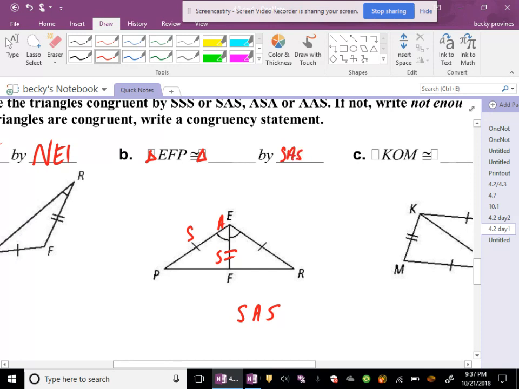Now, you have to finish the congruency statement. So you need to say, what's the first triangle? E, F, P. Okay, so what's going to correspond with E? That would be on this triangle, and it would be E again. And what corresponds with F? Well, F does. And what corresponds with P? That would be R. And that's called your congruency statement. Order matters. So write a note here: order matters.